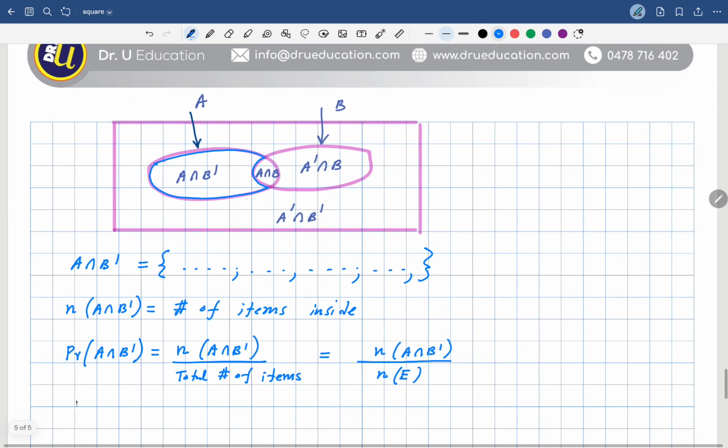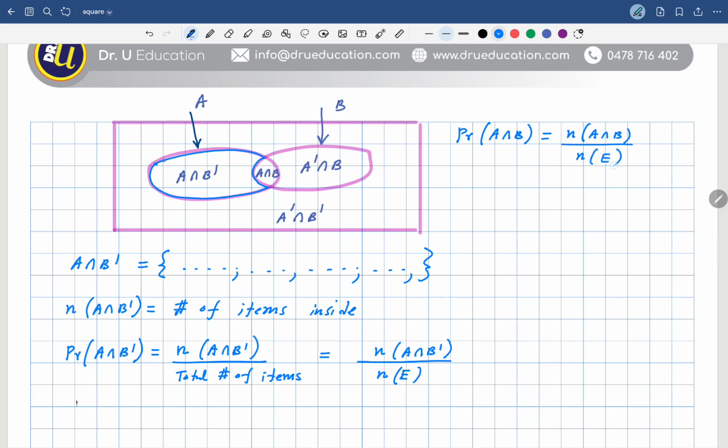Similarly, you can write probability of A intersection B is n of A intersection B divided by n of E, and probability of A prime intersection B prime can be written as n of A prime intersection B prime divided by n of E. So always the denominator is the total number of items, and that is n of E.